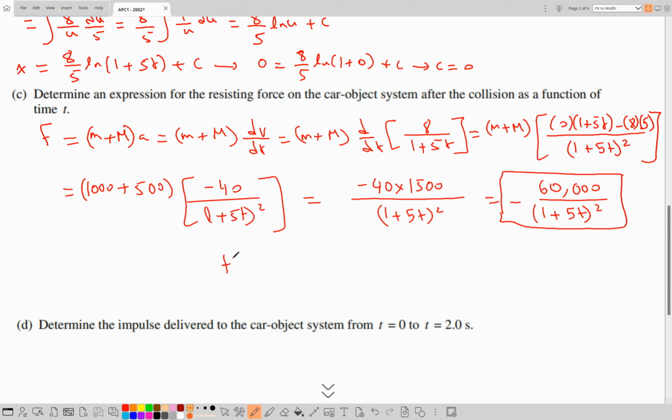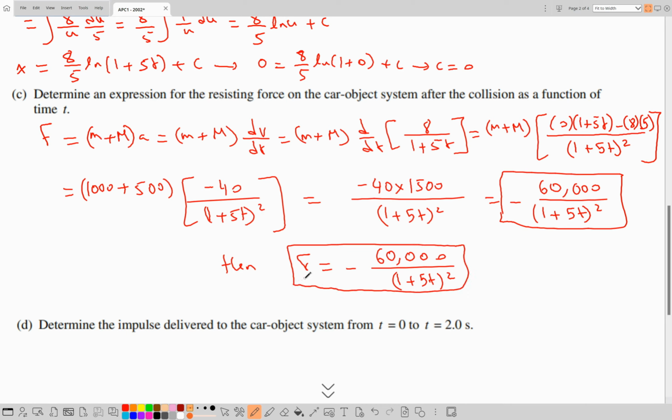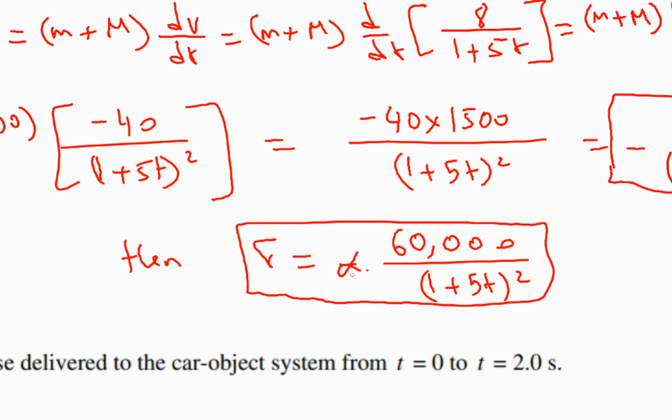Then the resistive force in this case is given by F, which is minus 60,000 divided by 1 plus 5t squared. Now here, why do we have a minus sign? Because simply the force is a resisting force. If they ask us to determine the magnitude of the resisting force, then we should eliminate this minus sign.